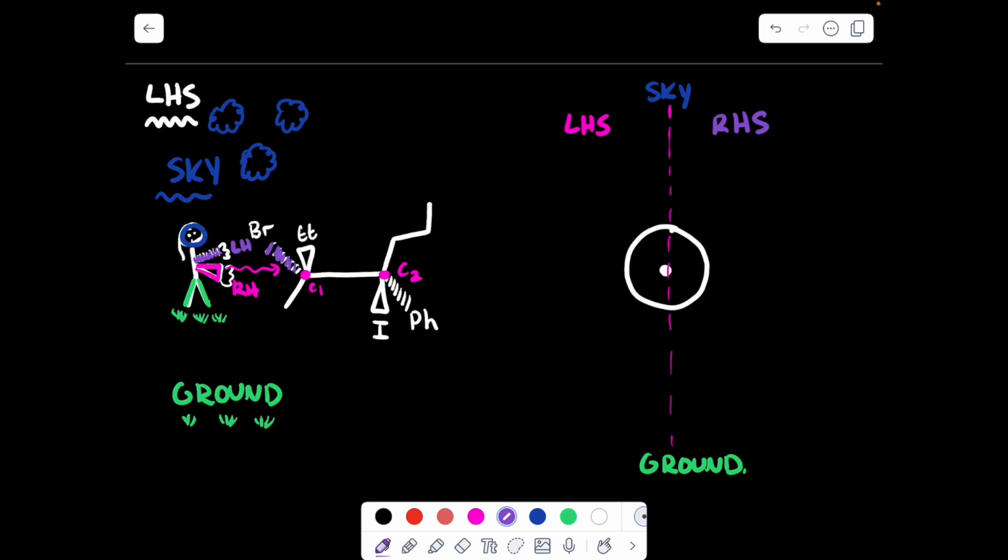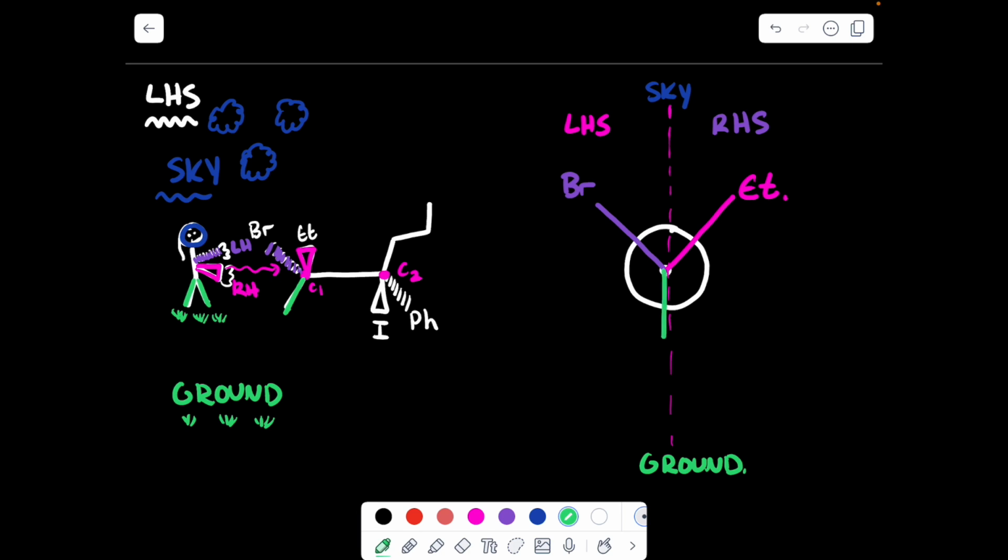So the bromine on the dash would be matched up with my left hand, and the ethyl group on the wedge would be matched up with my right hand. So left goes on the left-hand side, right goes on the right-hand side. So pointed out and up towards the left would be the bromine. And then pointed up towards the right-hand side would be the ethyl group, just like that. And then pointed down towards the ground, matched up with my feet, would just be this CH3 group.